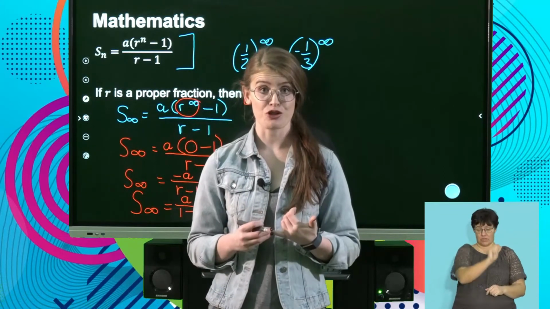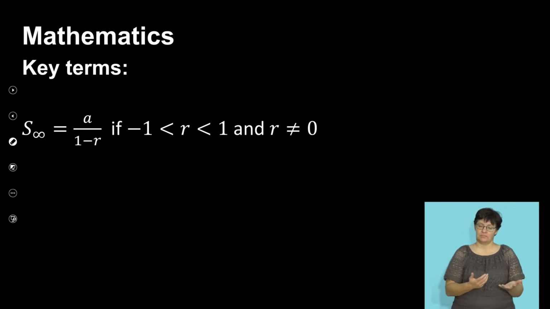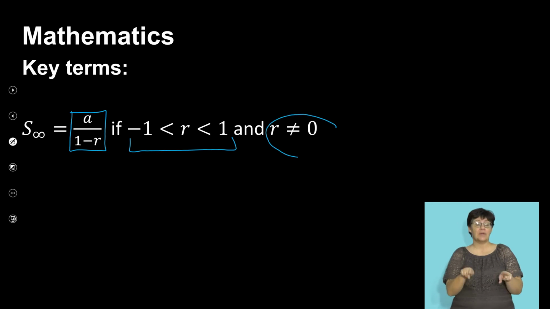Great, guys. So I'm sure you can see that I can calculate the sum to infinity if I have a, which is my first term, as well as my ratio, which is a proper fraction. Let's go to the next slide. So just a bit of a conclusion for what we have said. The sum to infinity can be calculated by a over 1 minus r if r is between negative 1 and 1 and r is not equal to 0. So this is your formula for the sum to infinity.